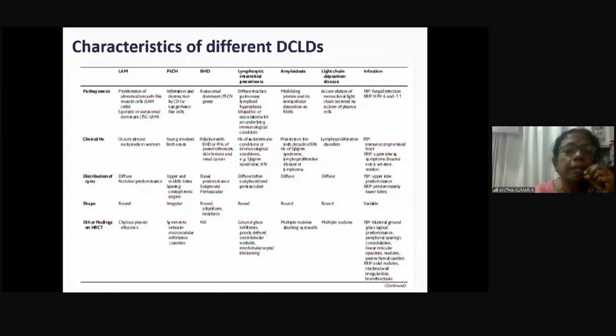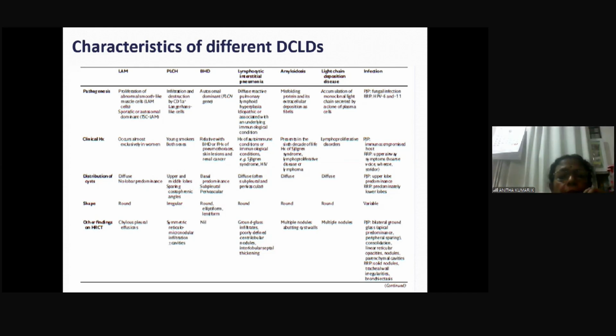So this is just an attempt to compare the different diffuse cystic lung diseases. So the pathogenesis for each of them I've described, and look at the clinical features. So LAM occurs almost exclusively in women, whereas PLCH can occur in young smokers and seen in both sexes. Birt-Hogg-Dube disease, the important history is that there can be a relative with Birt-Hogg-Dube disease, or there can be a family history of pneumothorax, and the skin lesions and renal cancer, all these may give you the clue. Whereas in LIP, it is usually associated with autoimmune conditions or immunological conditions like Sjogren's syndrome or HIV.